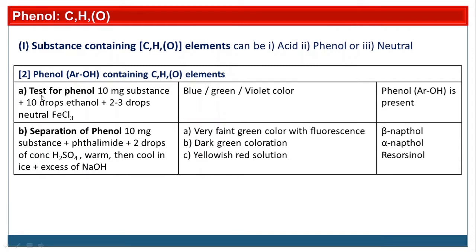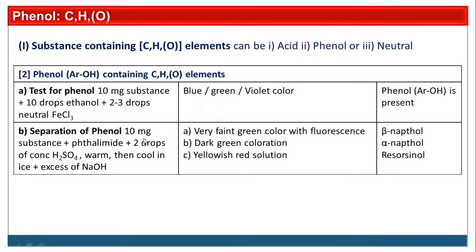The first test for phenol is 10 mg substance plus 10 drops of ethanol plus 2-3 drops of neutral FeCl3. If you get blue, violet, green color, then phenol is present. Now there are so many phenols, so which phenol is there? That test is called the separation of phenol.